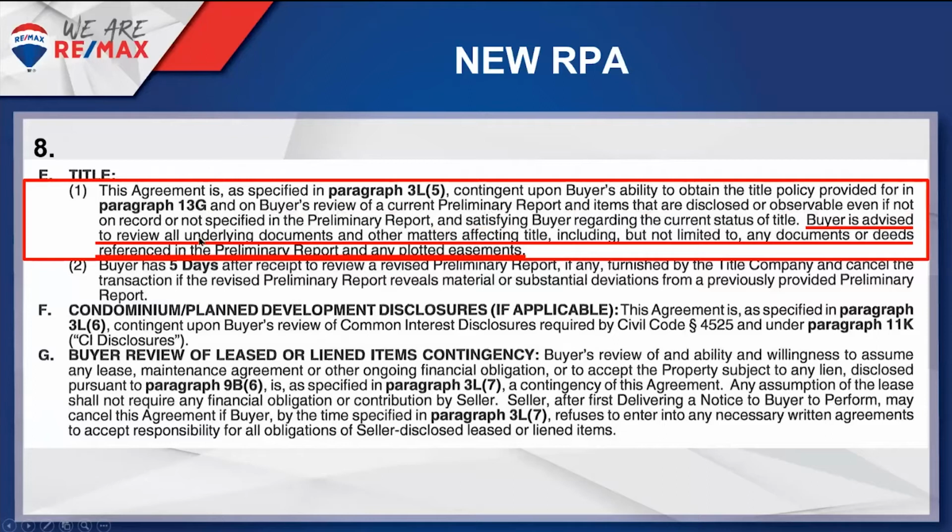The buyer is advised to review all underlying documents and matters affecting title. Now, this is an important point, and I tell agents this all the time, and many of you are doing it. A few of you might want to start this practice, and that is every time you get a title report, you should do two things. One is to encourage your buyer to click on every single link in that title report. And you should do the same. Why? Because you have more knowledge about items on title than the buyer does.